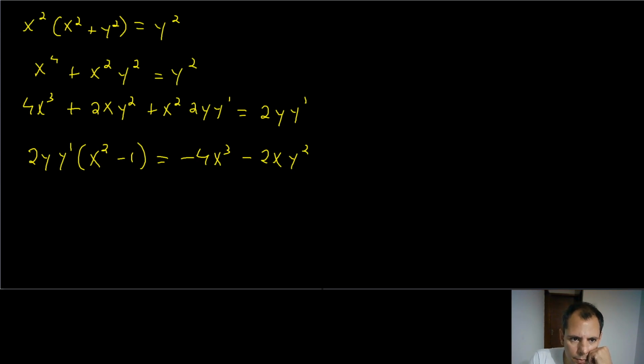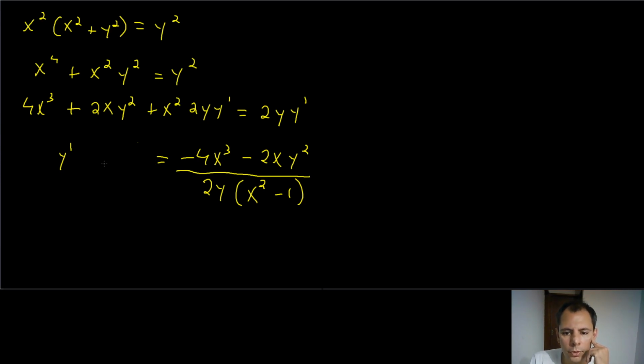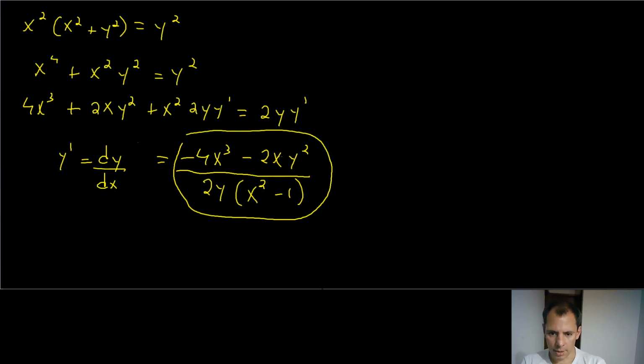Okay, and now I can just get this thing here and pass it dividing here. I can also get this and pass it dividing here. Divisions here. And there you go. Y prime, so the dy dx, okay, this is equal: dy dx equals all this stuff. It's going to be minus 4x cubed minus 2xy squared divided by 2y times x squared minus 1.